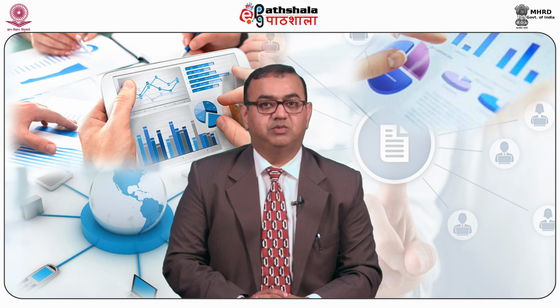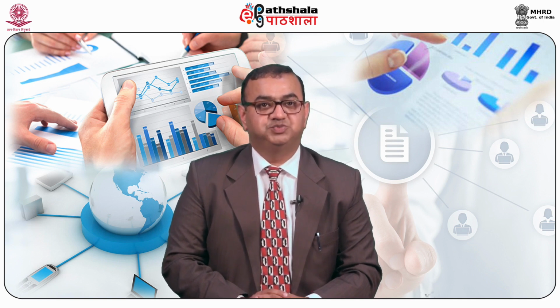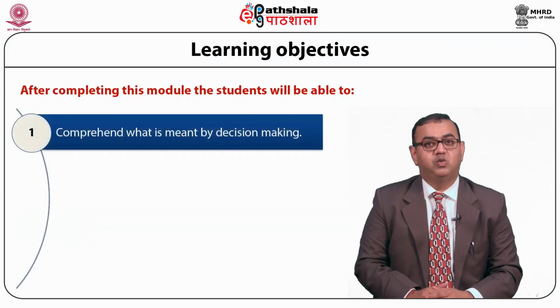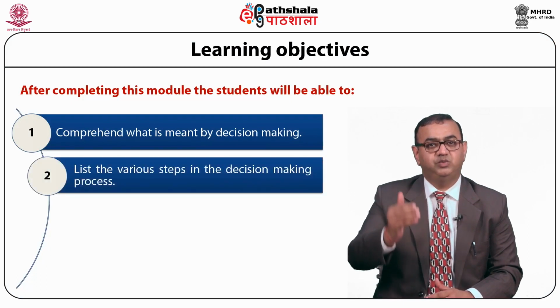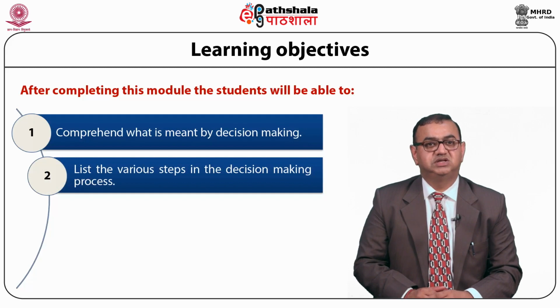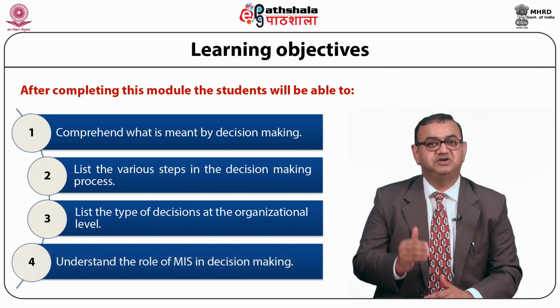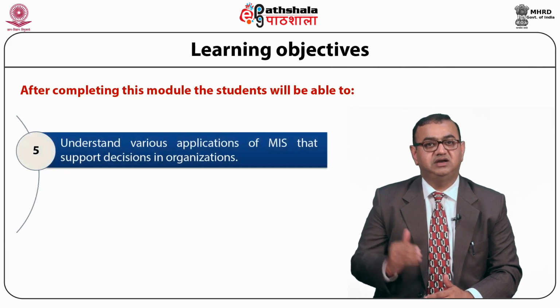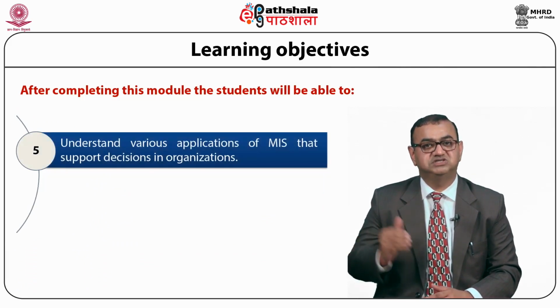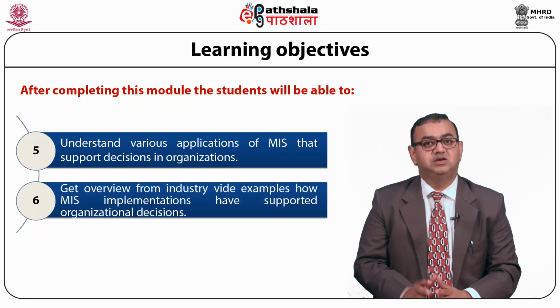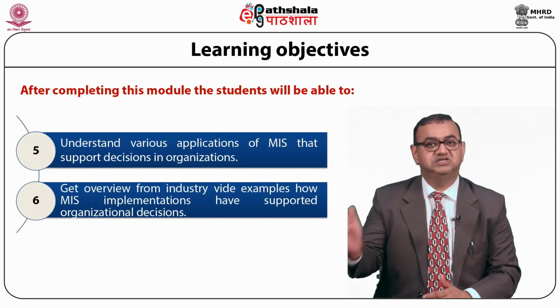Today, we are going to discuss the module Management Information System, Support for Decision Making, under the paper Management Information System. After completing this module, the students will be able to comprehend what is meant by decision making, list the various steps in the decision making process, list the types of decisions at the organizational level, understand the role of management information system in decision making, understand various applications of management information system that support decision making in organizations, and get an overview from industry examples of how management information system implementation has supported organizational decisions.